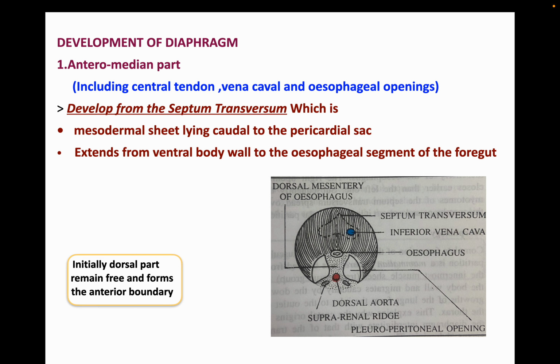Now coming to the development in detail, the anteromedian portion including the central tendon and vena cava and esophageal opening, are developing from septum transversum, which is a mesodermal sheath lying caudal to the pericardial sac. Now it extends from the ventral body wall to the esophageal segment of the foregut. Initially this dorsal part remains free and forms the anterior boundary.